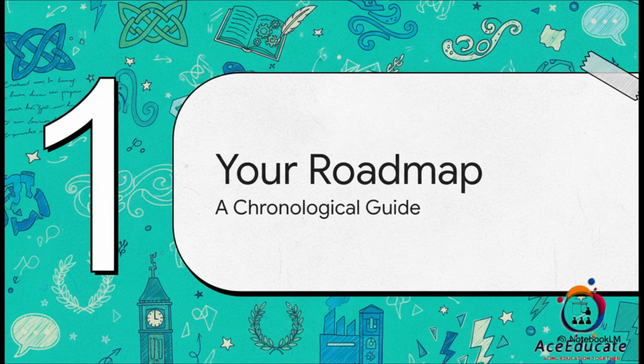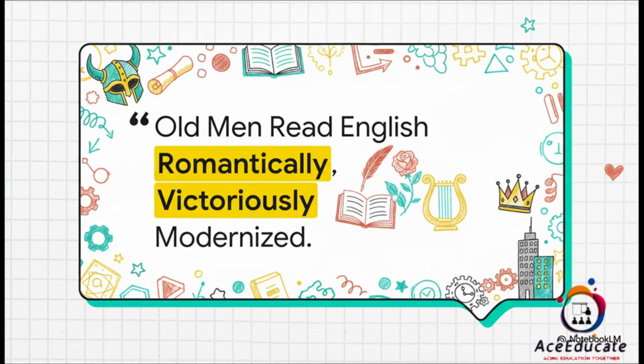This is our chronological roadmap. We're going to use this really powerful memory trick, a mnemonic device, that's going to be our guide for this entire journey. Seriously, it's an amazing tool for getting this timeline down cold. And here it is. Get ready for it. Old men read English romantically, victoriously modernized.